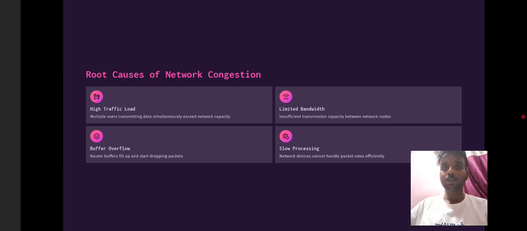Third is buffer overflow. Routers store packets temporarily in buffers, but when too many packets arrive, the buffer becomes full and packets are dropped. Finally, slow processing by network devices. If routers or switches cannot process packets fast enough, congestion builds up. For example, during major events like online ticket booking or IPL streaming, networks experience heavy congestion.